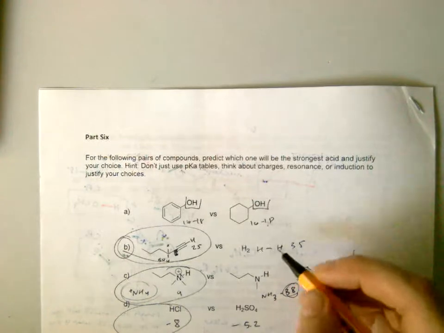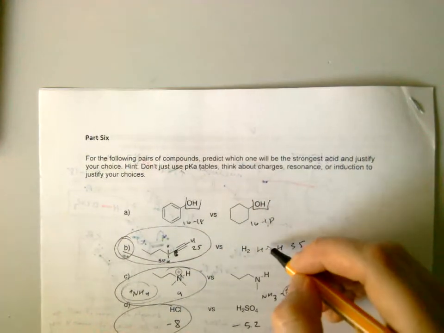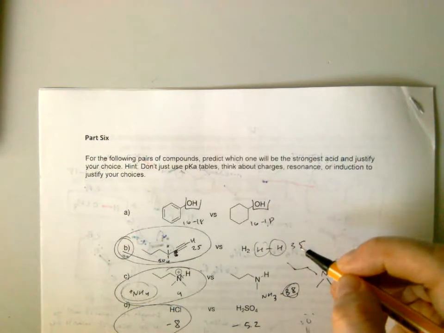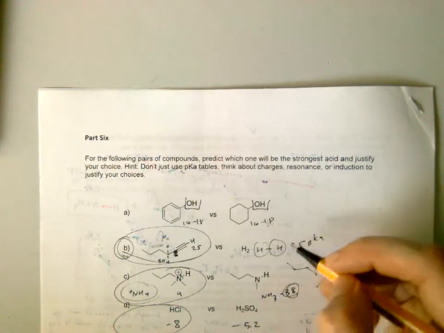This one's a little bit trickier, I think, because this is sp hybridized and this is just S overlap. You could think about that, but I don't know. I would just use the pKa table on this one. This one's kind of hard to reason through.